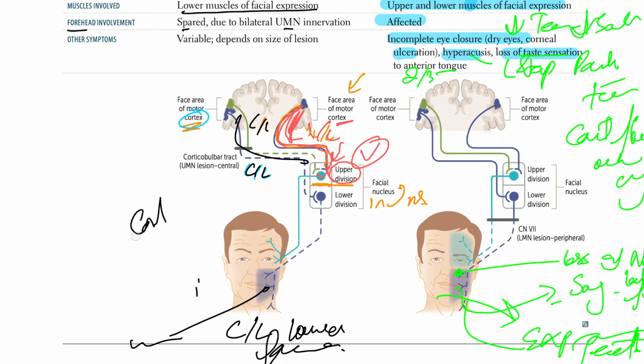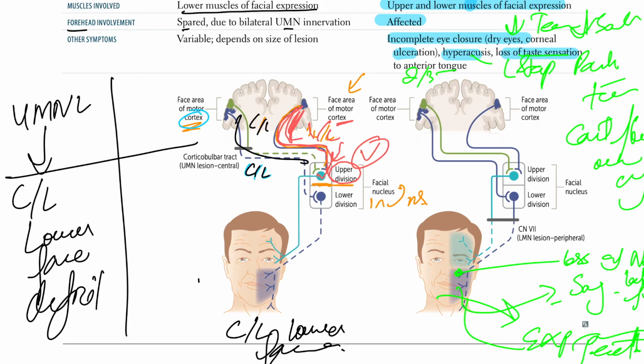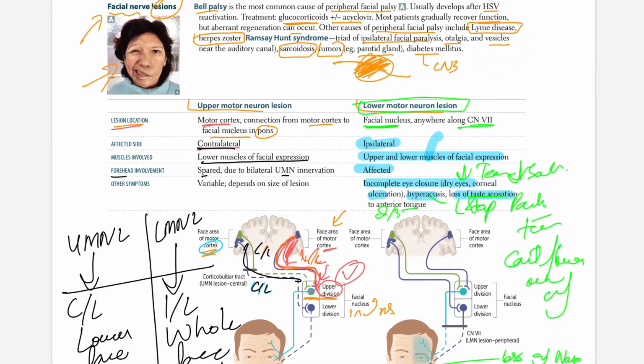So the summary, let's just do the summary here. The summary is simple. All you have to remember here is that an upper motor neuron lesion will give you contralateral lower face deficits, and a lower motor neuron lesion will give you ipsilateral whole face deficit. And that's going to be all for facial nerve palsy.